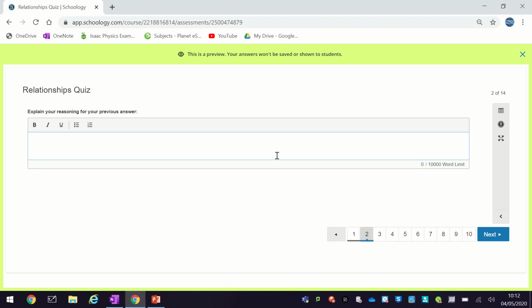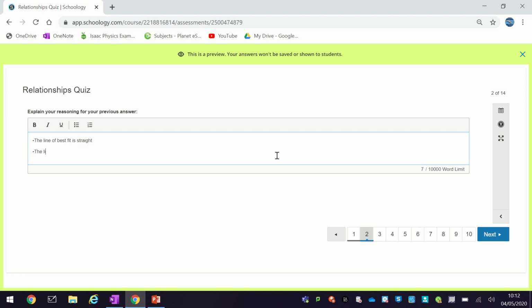So there are two things that I was looking for in terms of the reasoning. So the line of best fit, and again, the line of best fit is straight and it passes through the origin. So it doesn't have to go exactly through the origin. Again, we're going to see this phrase again: within experimental uncertainty. So if it goes slightly above the origin, slightly to the right, slightly to the left, slightly below, as long as it's really close, we'd still say it's a directly proportional relationship.